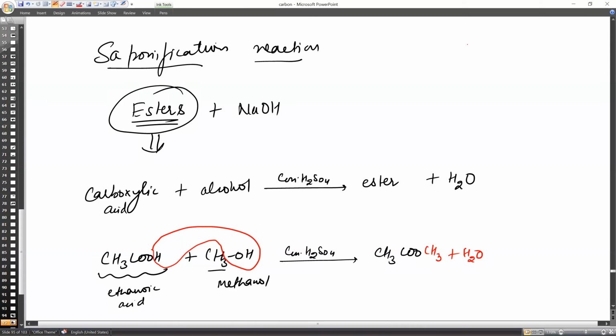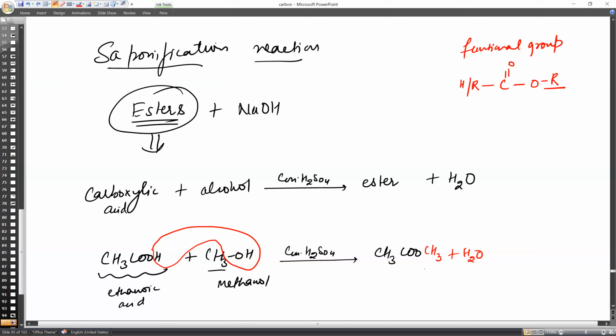Actually, the functional group ester is going to have a structure like this: C double bond O, and there can be a hydrogen or an alkyl group, but there must be an alkyl group, meaning there must be a carbon chain. So at least two carbons are needed for making an ester. Here there can be hydrogen also, HC double bond O, O. Then there must be at least one carbon. Okay, so you need to understand that this is ethanoic acid.